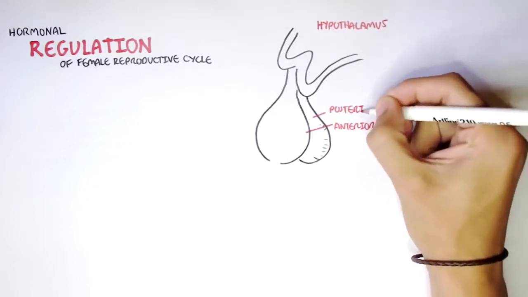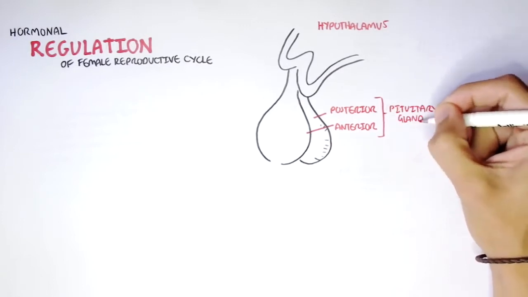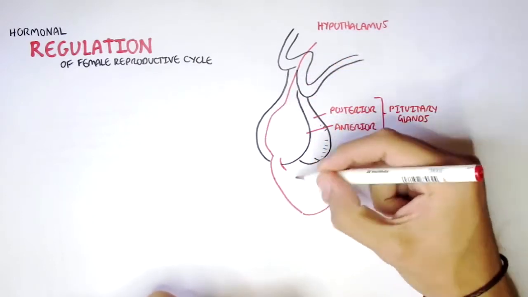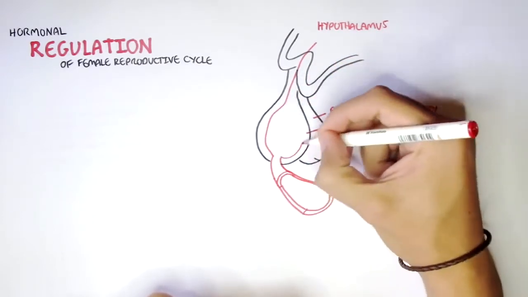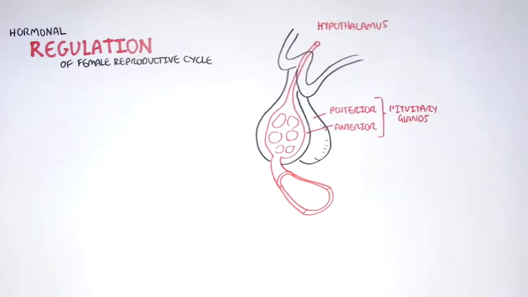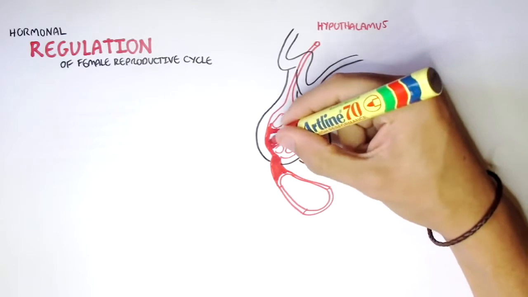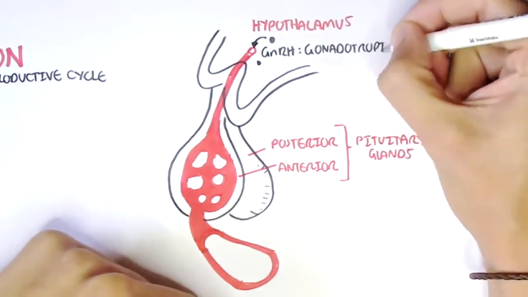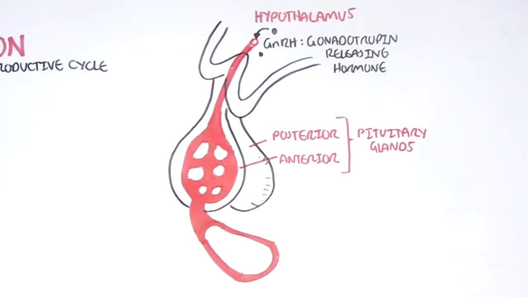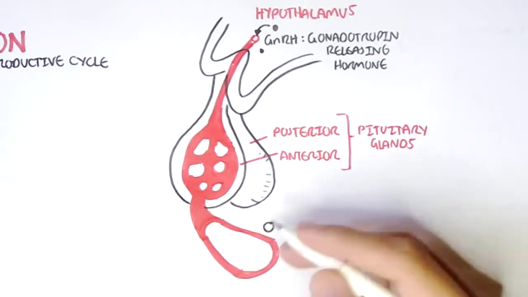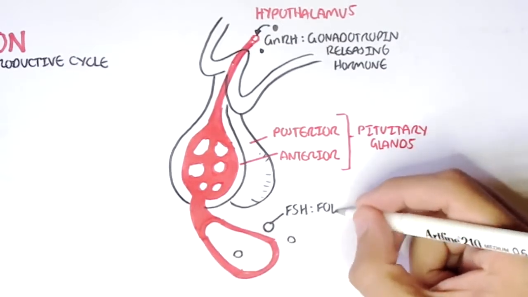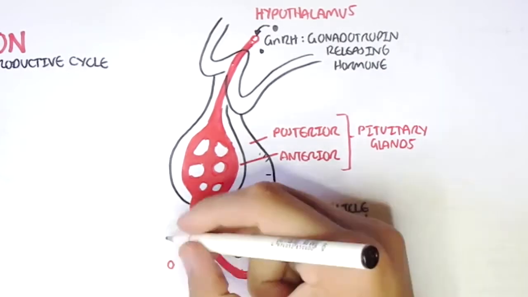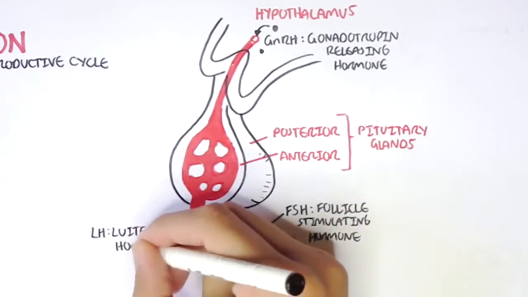So we begin with the hypothalamus and the pituitary glands, which are made up of the anterior and posterior pituitary glands. We'll be focusing on the anterior pituitary gland. The hypothalamus regulates hormones released by the anterior pituitary through the portal blood here. In the female reproductive system, the hypothalamus produces a hormone called gonadotropin releasing hormone, which will travel here to the anterior pituitary via the portal blood. And it will cause the cells in the anterior pituitary gland to produce two important hormones known as FSH, follicle stimulating hormone, and LH, luteinizing hormone.